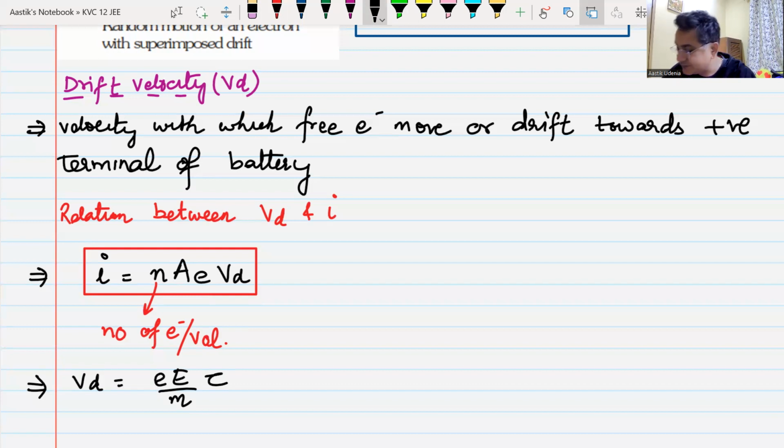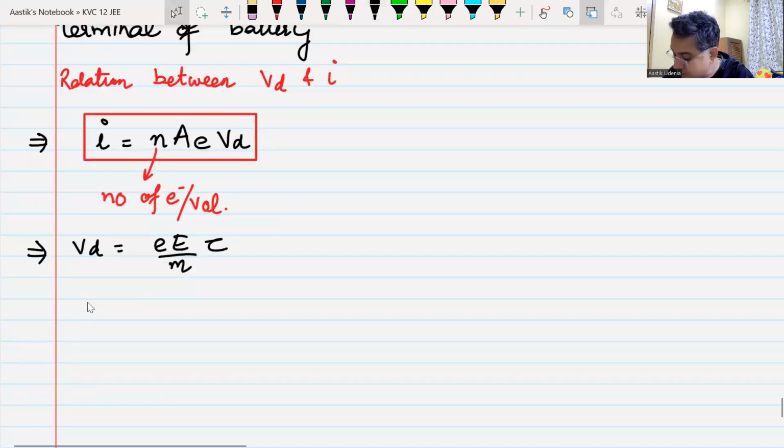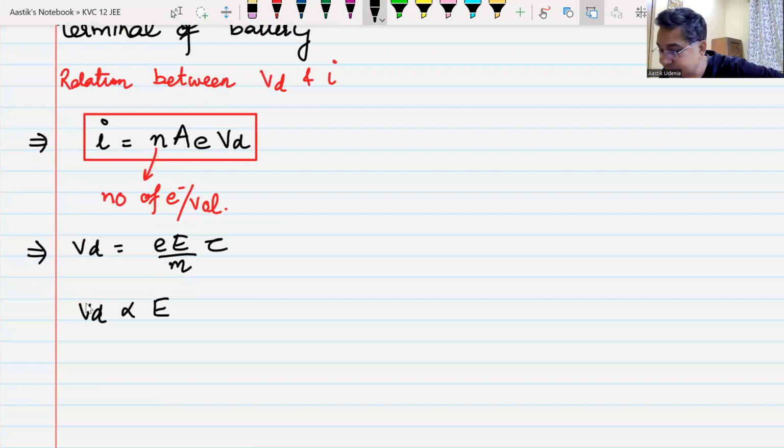That means I can write, and remember these are important points. This VD is directly proportional to electric field. Yes or no? If you increase the electric field, drift velocity will increase. Yes or no? Yes, sir.